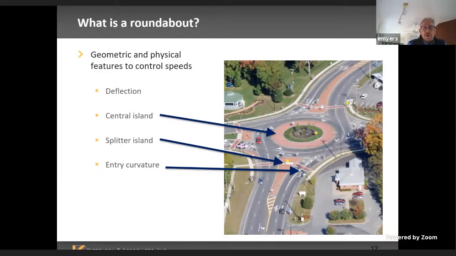Some of the other features are the splitter island, which Zach, maybe you can point to that, the splitter island on the entry. This can be pretty short or long. It can sometimes be a couple hundred feet long where you have really high speed entries. And then the entry curve, and then the central island. I skipped the central island. The central island is the shape, size of that, and the position of that is where we get the deflection. Sometimes you'll have entry curvature on the entry.